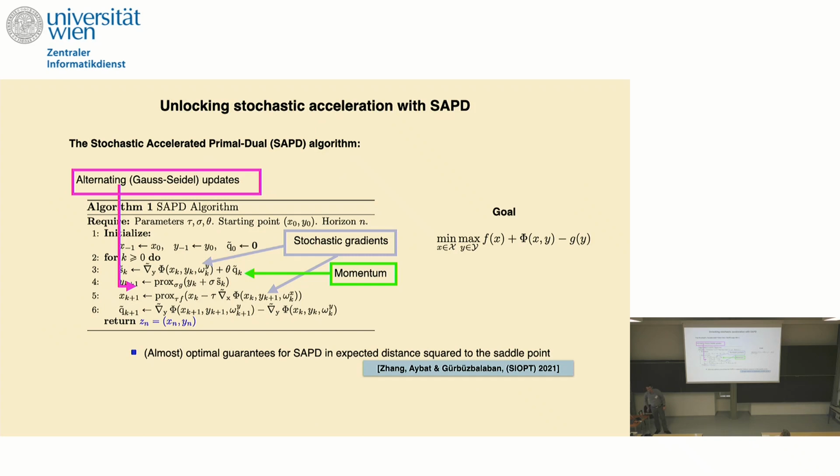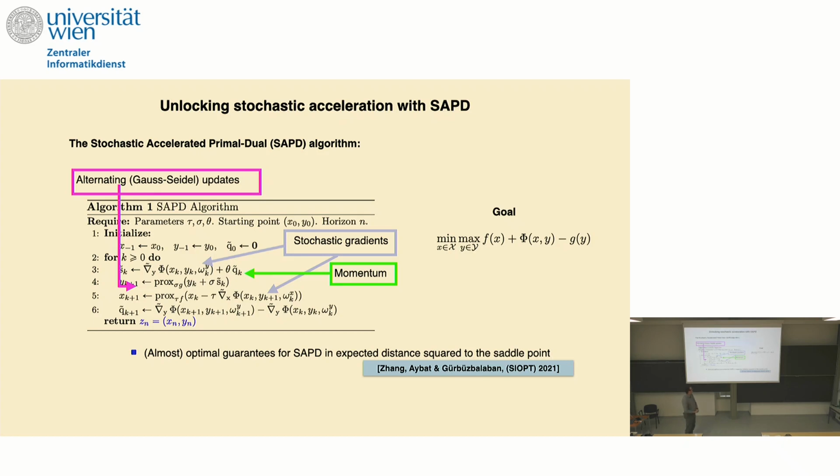We have been working on a few different algorithms, and I just wanted to tell you a little bit about some algorithms we have been working on and then connect with the literature. This algorithm, we have studied back in 2021. It's called the stochastic accelerated primal-dual algorithm.